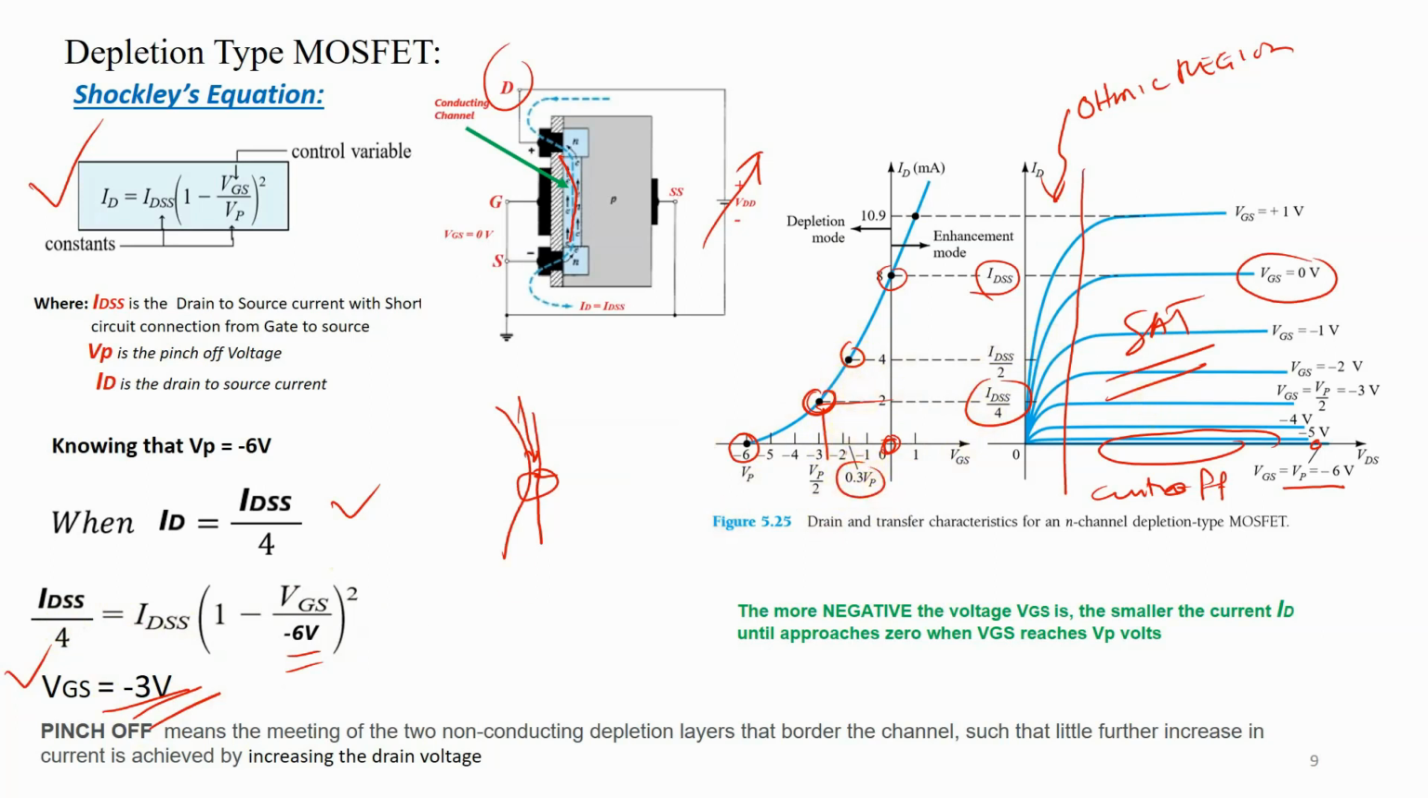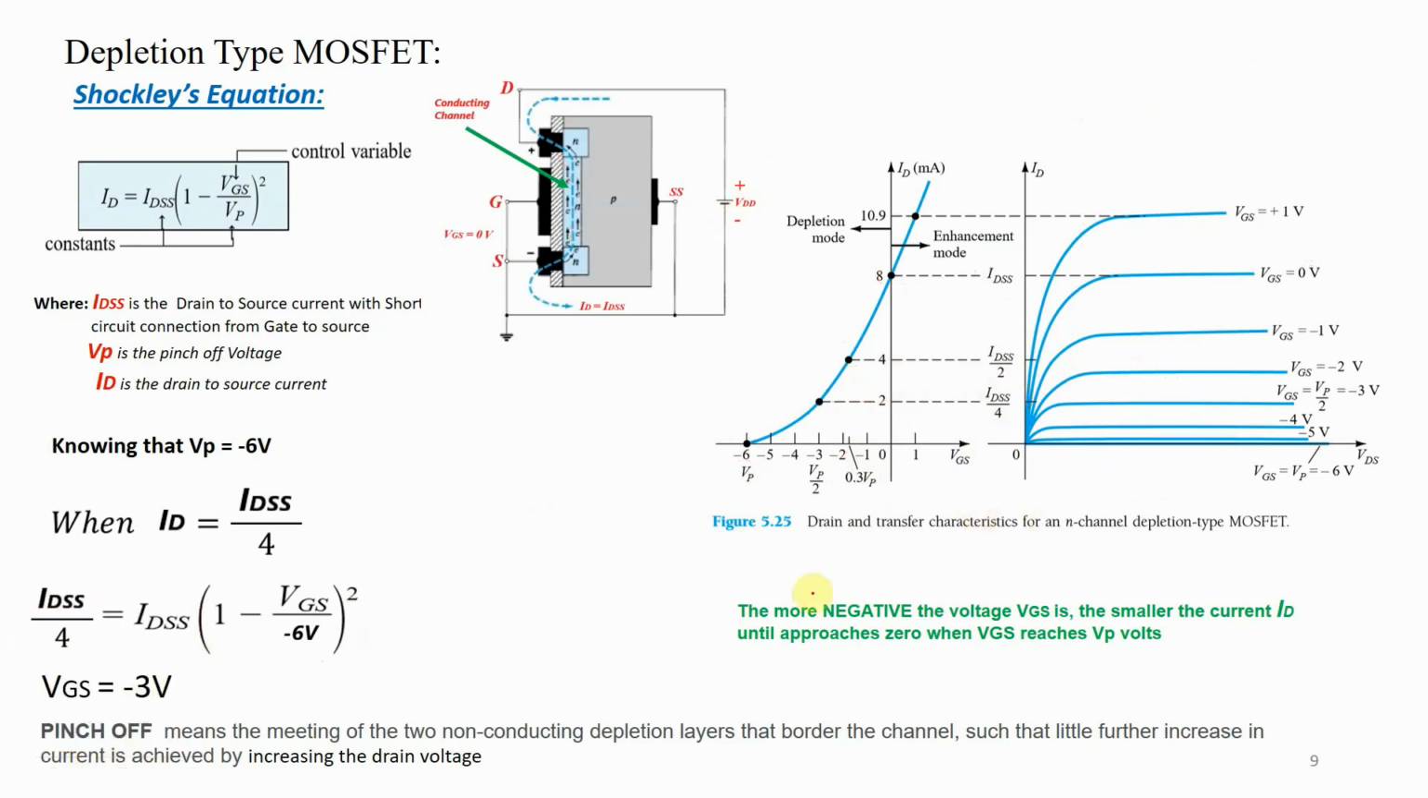Okay? So now, the more negative the voltage VGS is, the smaller the ID current, until it approaches 0 when VGS equals the pinch off point. Okay?